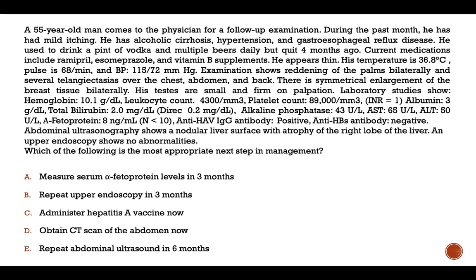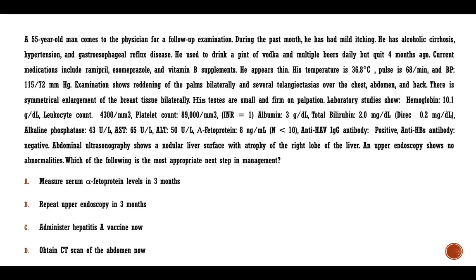IgG anti hepatitis A virus positive, anti-hepatitis B surface antigen, or antibody, sorry. Upper abdominal ultrasound shows nodular liver surface with atrophy of the right lobe of the liver, and upper endoscopy shows no abnormality. Which of the following is the most appropriate next step of management? E. Repeat ultrasound in 6 months. Okay, is this the same? Yeah, this is the same.